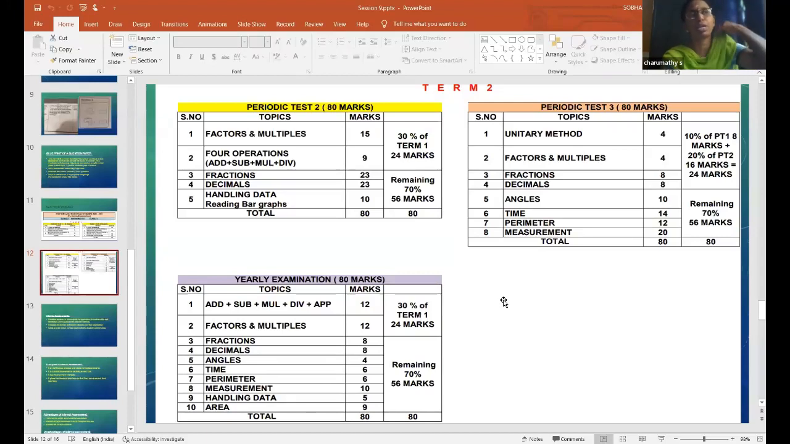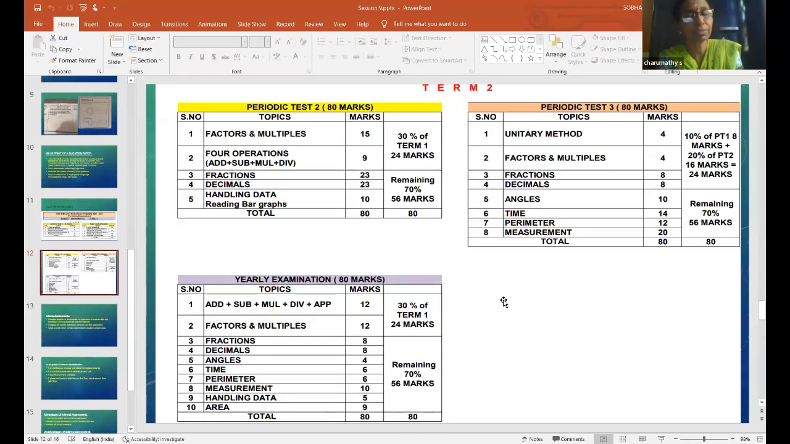Earlier, in our days, it used to be the entire book, and that was followed for some years, that the entire book would be covered for the yearly examination. Now, since it is very difficult for a child to go through the entire reader, we are making changes. 30% of term 1 portions are taken as the yearly examination portion. So 30% of term 1 comes to 24 marks.